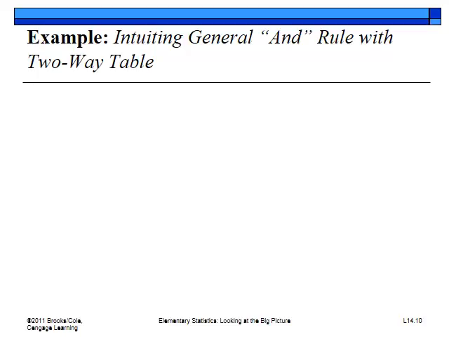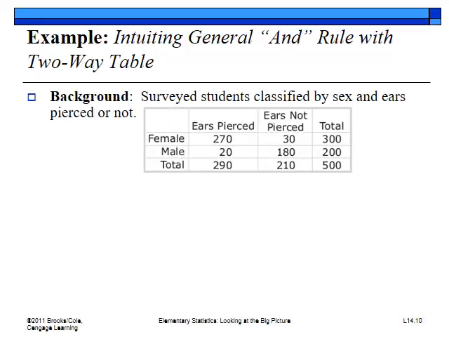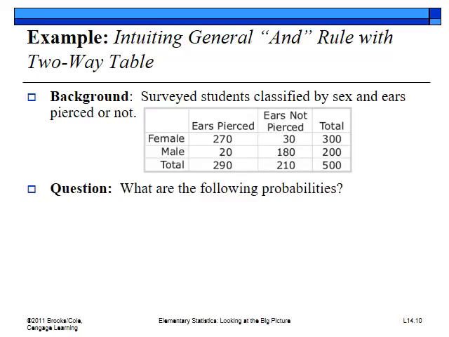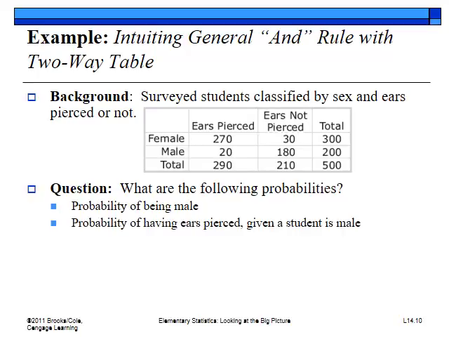Let's look at this on a two-way table. Here we have students surveyed and classified by sex and whether or not they have their ears pierced. Compute the following probabilities: the probability of being male, the probability of having ears pierced, given that the student is male, and the probability of being both a male and having ears pierced.